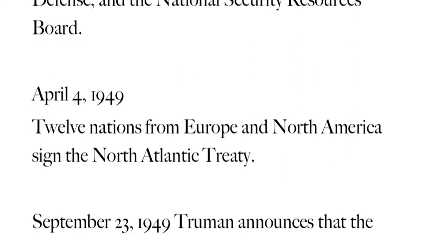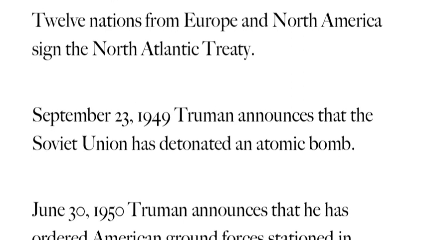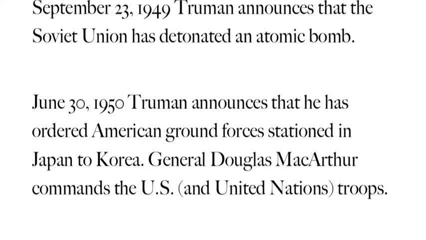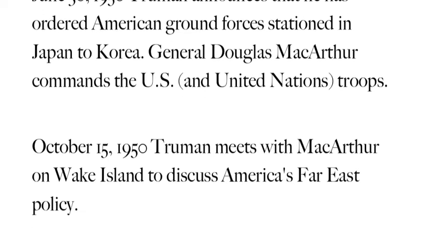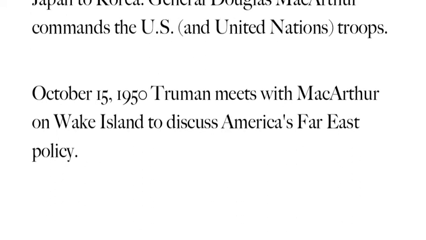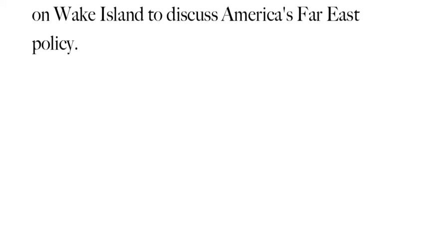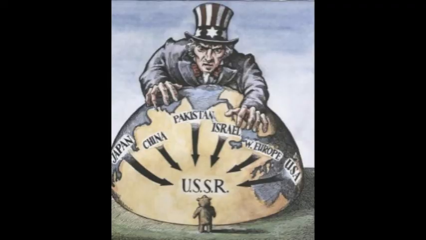April 4th, 1949. 12 nations from Europe and North America signed the North Atlantic Treaty. June 30, 1950. Truman announces that he has ordered American ground forces stationed in Japan to Korea. General Douglas MacArthur commands the U.S. and United Nations troops. All of these key events are important to understand why and how the Truman Doctrine was used, and how important it actually was in the containment of the Communist Empire.